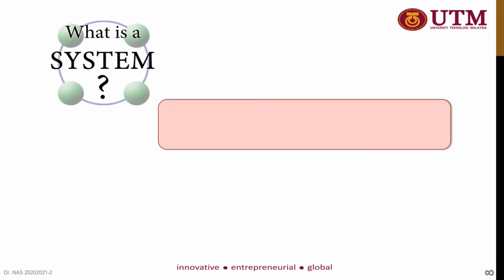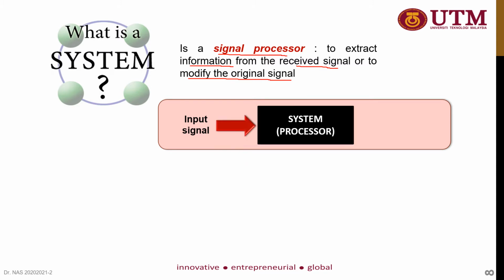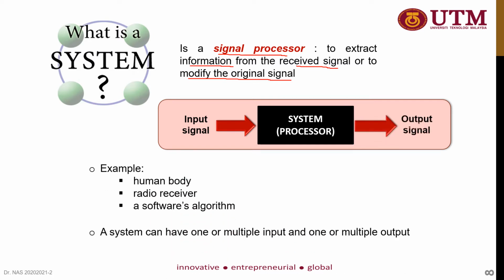Then, what is a system? A system is basically a signal processor that will extract information from the received signal, and then modify the original signal before it is sent to the receiver. So the input signal will be sent into a system or a processor before the output signal is generated.